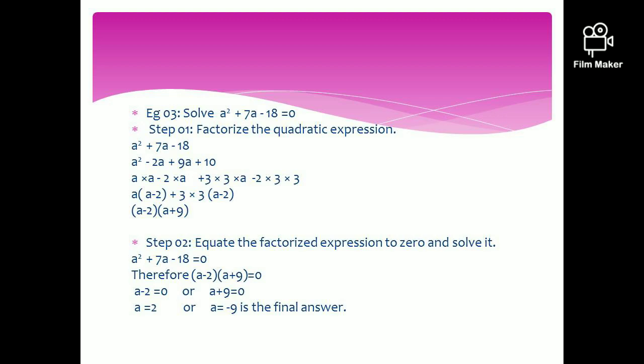Now, as I mentioned in the previous examples, if a product equals 0, each individual bracket can be 0. Therefore, you can write a minus 2 equals 0. From there, you obtain the first answer a equals 2, or a plus 9 equals 0. From there you obtain the answer a equals minus 9. Those are the final answers for this quadratic equation.